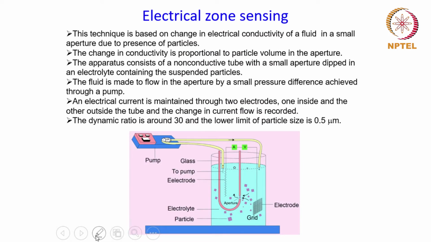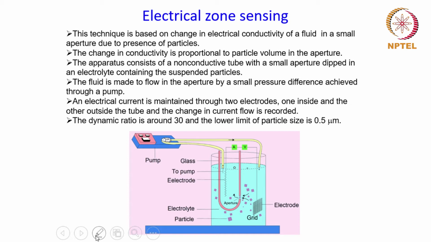Let us first talk about this technique. The technique goes by the name electrical zone sensing, and it is based on the change in electrical conductivity of a fluid in a small aperture due to the presence of particles. This change in conductivity is proportional to the particle volume in the aperture, and from there you can calculate the size of the particles. I'll come back to that in a moment, but before that let us have a look at the apparatus first.